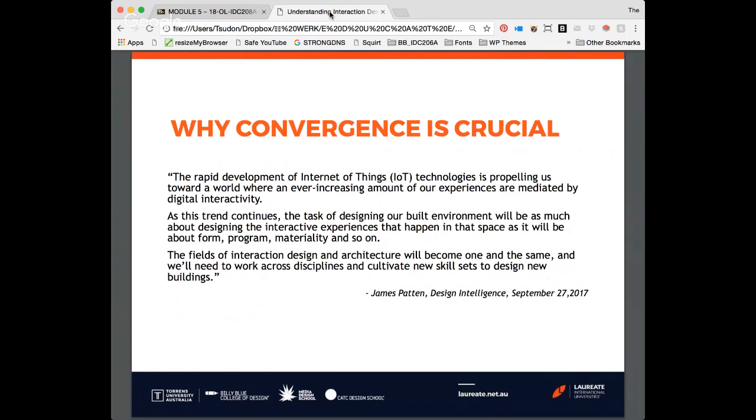So the fields of interaction design and architecture are really destined to become one and the same, because the way that consumers are behaving increasingly today is at this convergence point of the digital realm and the physical realm.